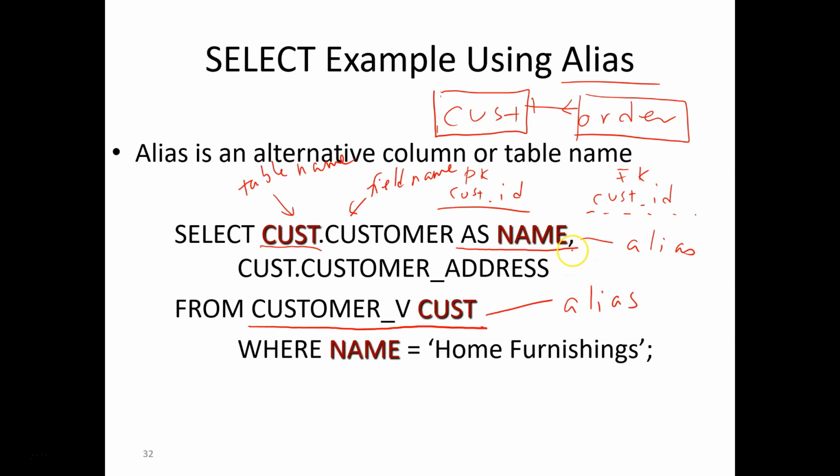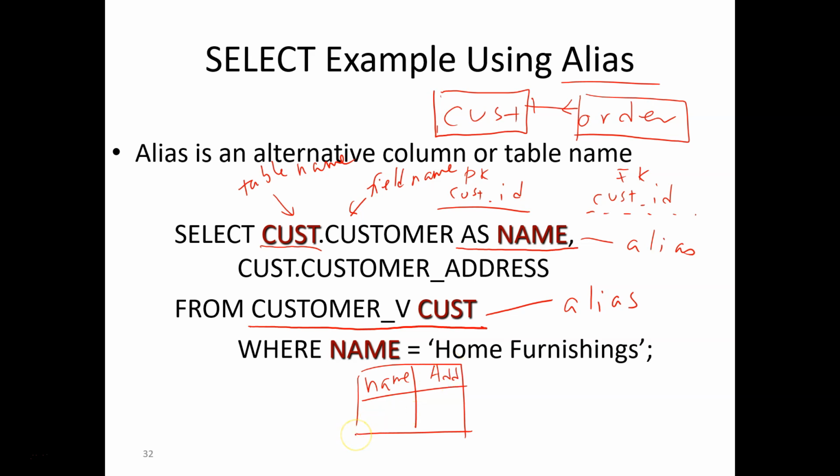And also the cust.customer address from the customer view, where the name equal to home furnishings. So basically what it will do is it's going to give you a result that looks like this. It will have two fields in the result. Under the name field, it will have home furnishing, and then the other field will be customer address.